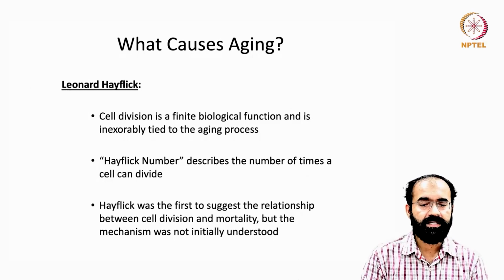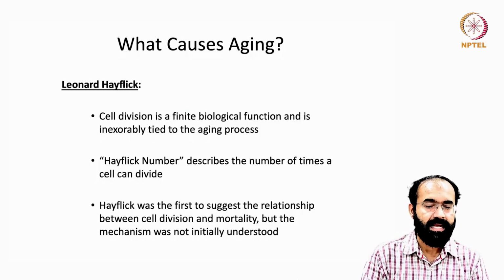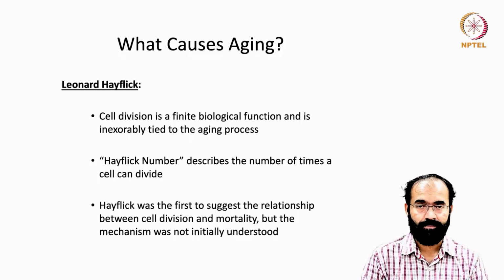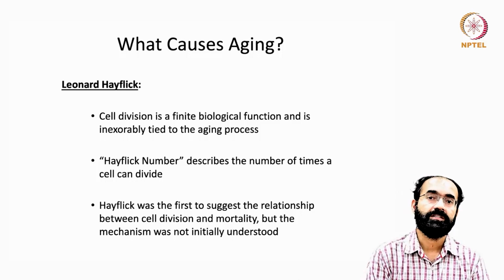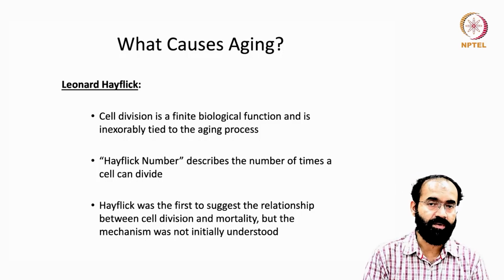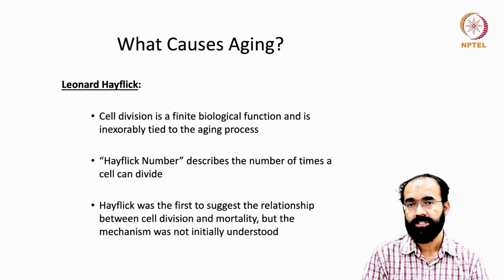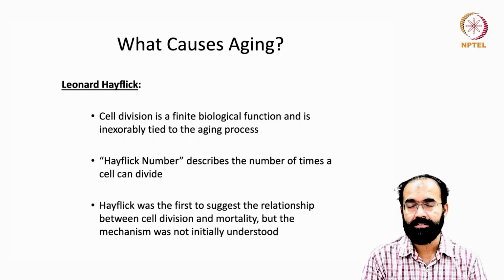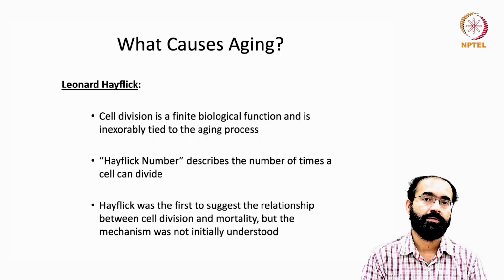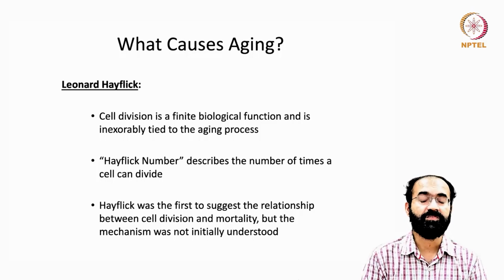So cell division is a finite biological function and is inexorably tied to the aging process. It means you cannot separate these two. If a cell is dividing, it will age. So if today's cell divided and became 2 cells tomorrow, they are older than the existing cell. It may sound a little contradictory. New cells are formed, so how can you say they are older than the pre-existing one?